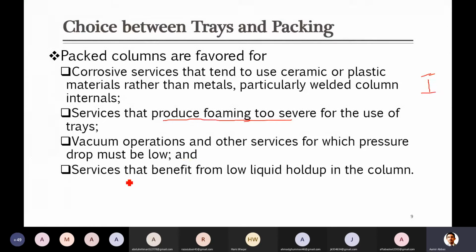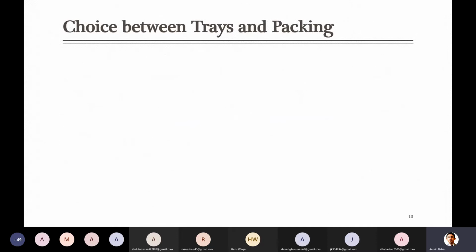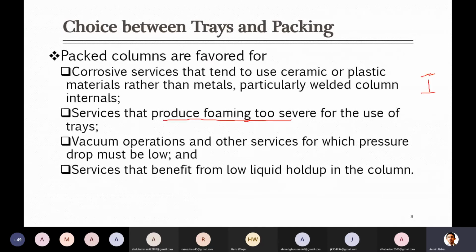Then there are services that benefit from low liquid hold up in the column. In a tray tower, you remember that there is liquid hold up on the surface of the tray. If that liquid hold up is not necessary, so that vapor and liquid can quickly contact each other without staying on the surface of a tray as happens in a tray tower, then it is good to go with the packed column instead of the tray column. So these were some general guidelines on the cases in which it is better to go with packing instead of trays. In just the opposite cases, you can definitely use tray towers.